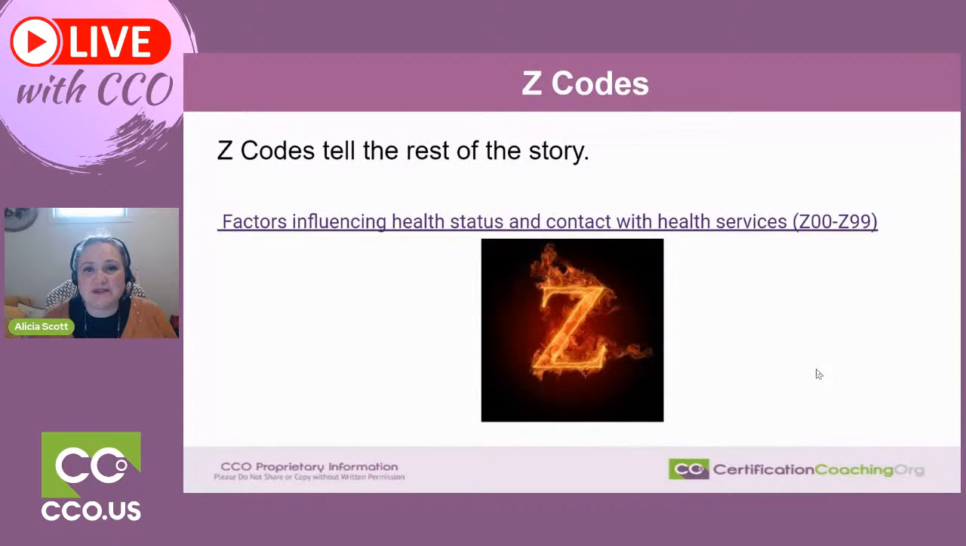Now, Z codes, for the most part, just tell the rest of the story. That's what I tell my students. If you want to know what a Z code is, then when you open up your manual and you look at the first line, it'll state factors influencing health status and contact with health services. But that's broad. That is all Z codes. And you notice that the code range is Z00 through Z99. Well, right there is a range of 100 categories. That's a lot of Z codes.